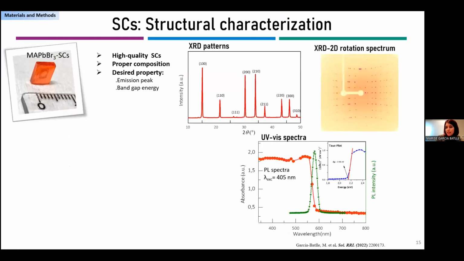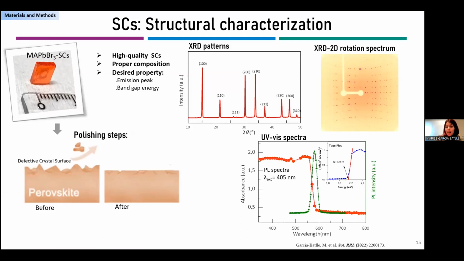Of course, once the crystals are grown, we need to characterize them, and we did XRD diffraction spectra. We also did XRD 2D rotation spectra in order to measure the degree of crystallinity of our sample. This is quite good for people working in the field of single crystals, because it's not enough to have the XRD pattern. Sometimes you need to know the degree of crystallinity of your single crystal. And we also performed UV spectra and PL, photoluminescence.